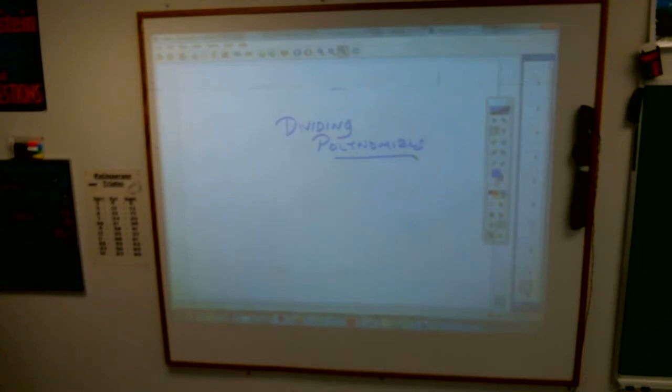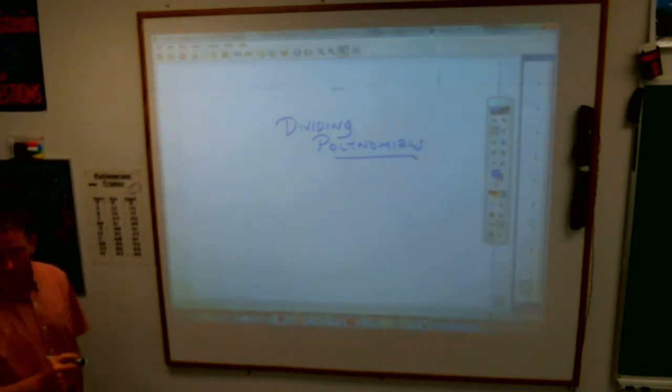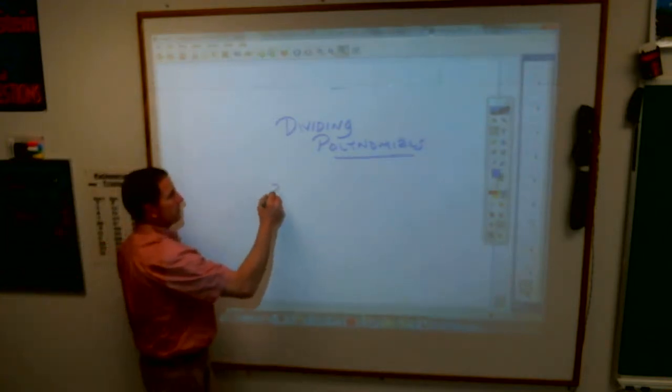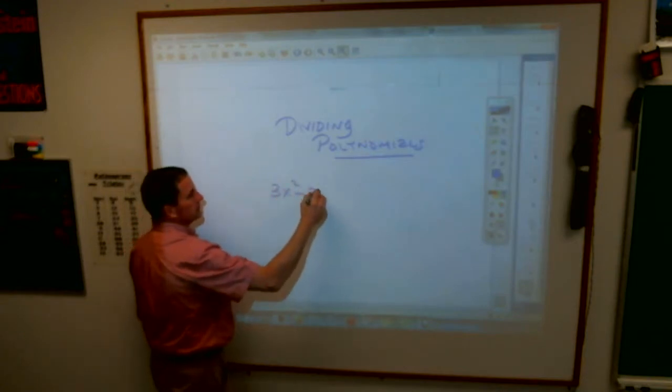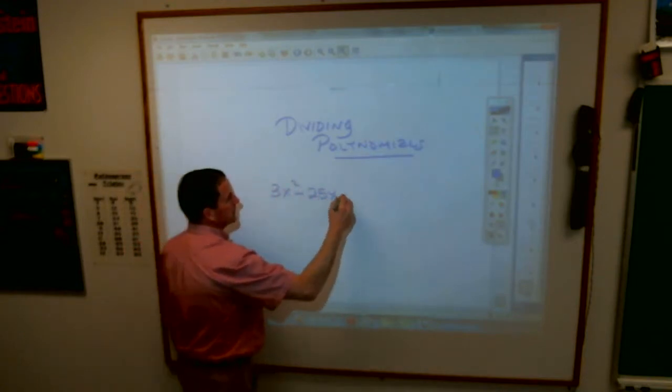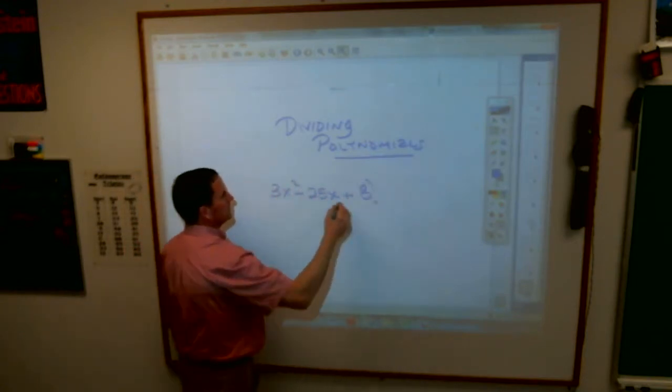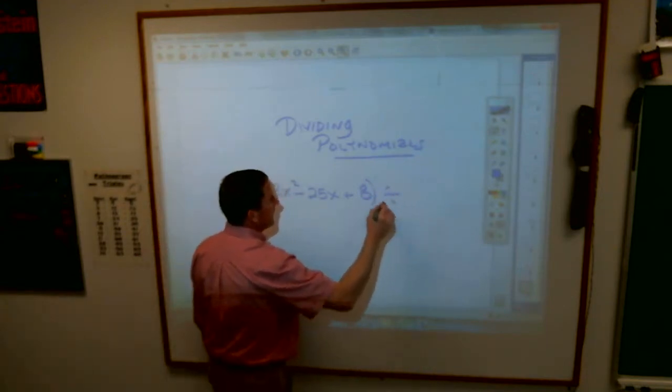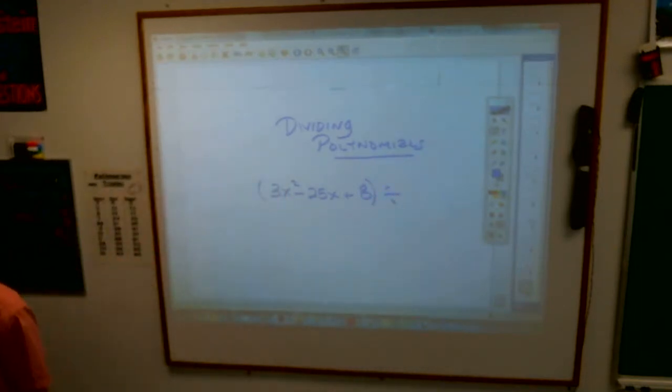I'm going to give you the problem and see how many of you can tell me what to do here. No, let's go with an easy one first. Should we go with the easy one first? Yes. 3x squared minus 25x plus 8, all divided by x minus 8.